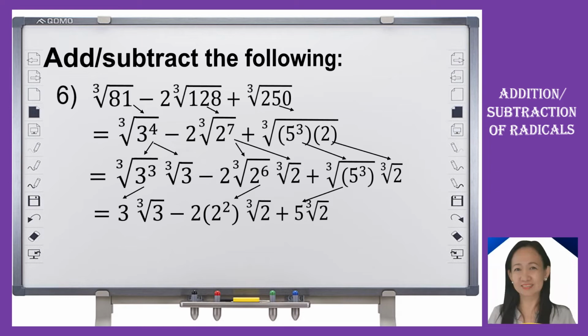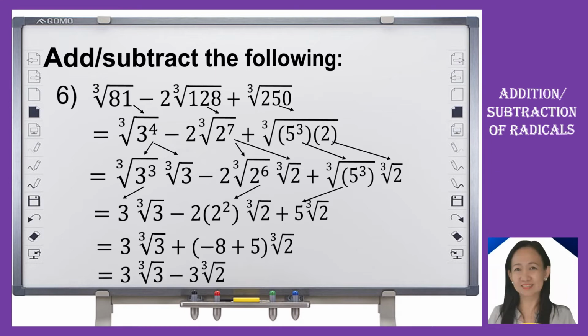Now looking at the resulting radicals, we have the cube root of 3 and the cube root of 2. We can only combine the coefficients of cube root of 2 and separate 3 cube root of 3 because it is dissimilar to the other two. Then from the coefficients of cube root of 2, we have negative 8 plus 5 is negative 3. Therefore, we have 3 times the cube root of 3 minus 3 times the cube root of 2. And this is our final answer.